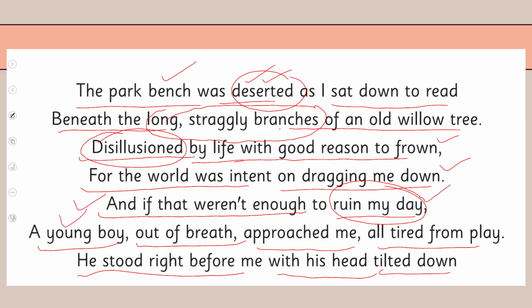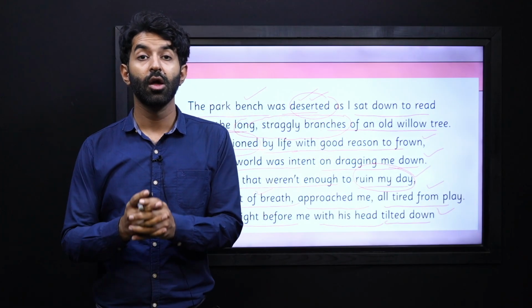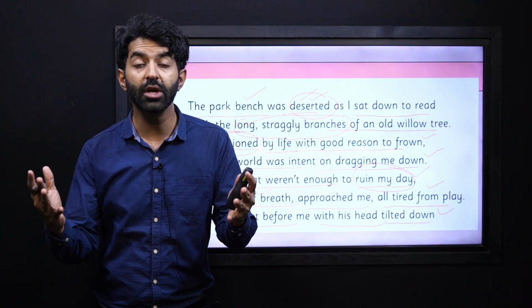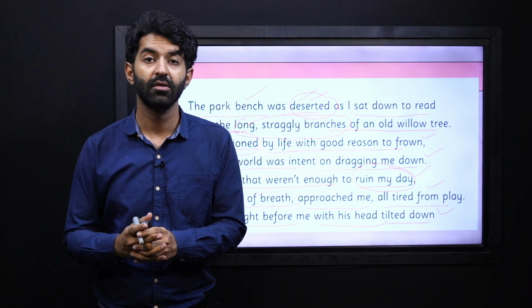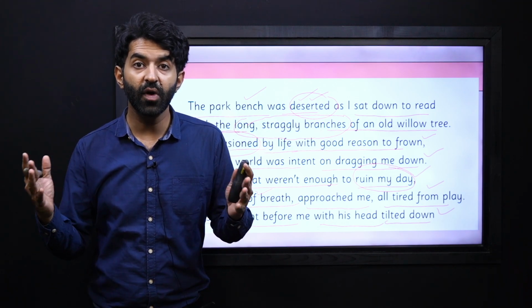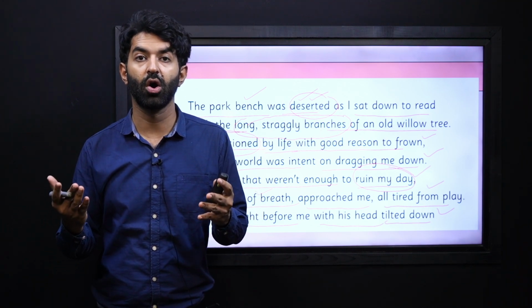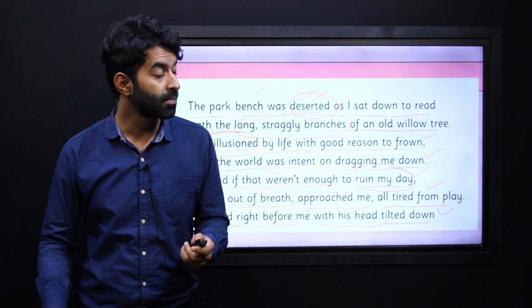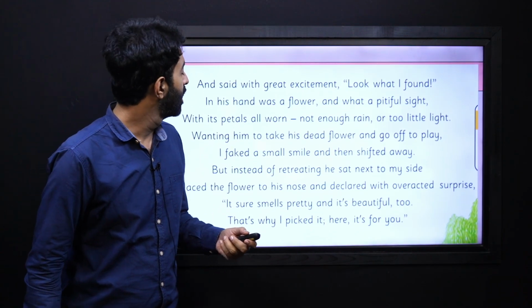A young boy out of breath. Now, can you imagine a young boy running towards you trying to catch his breath, and he looks very tired, and he stands before me with his head tilted down. Yes, you can visualize the whole scene clearly. Why? Because the words are used in that way. There are phrases and words that we feel as a reader, and that's why we can have a very good visual effect on our mind. Can you feel the same? Let's move on to the next stanza.